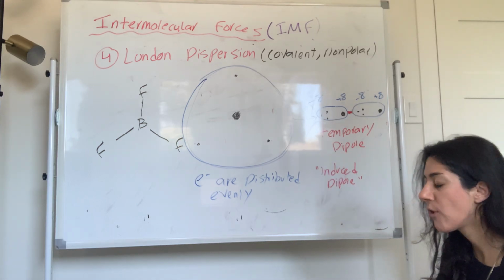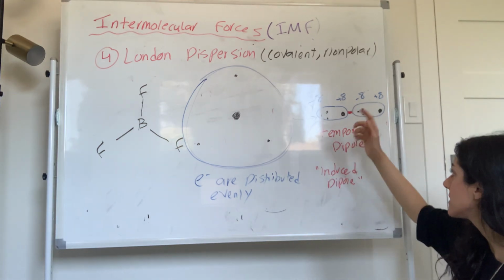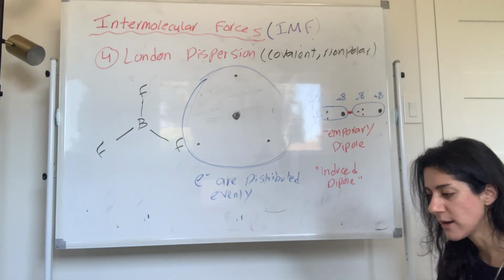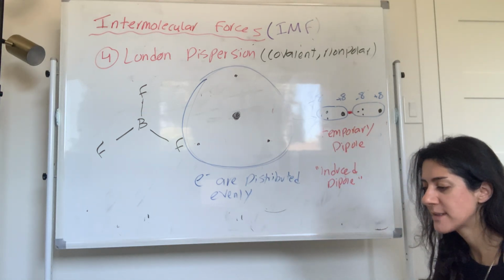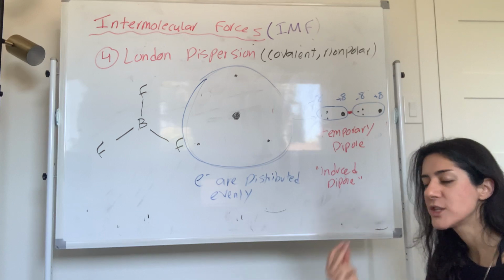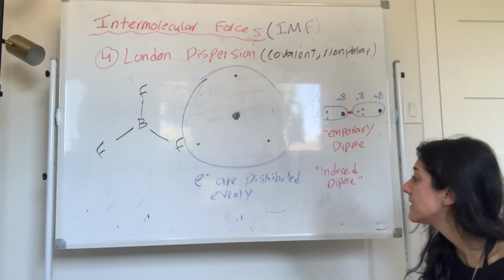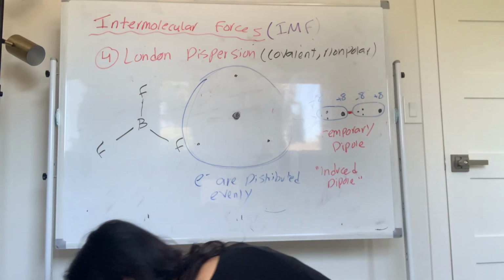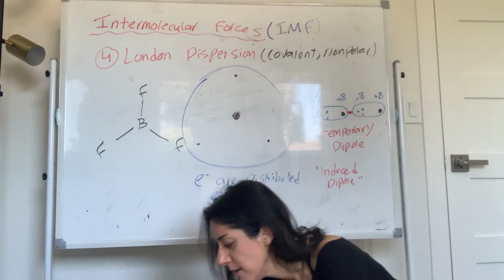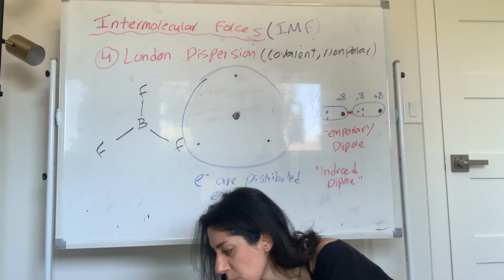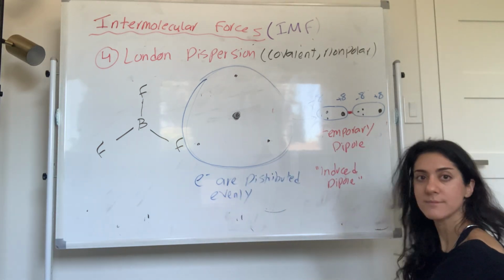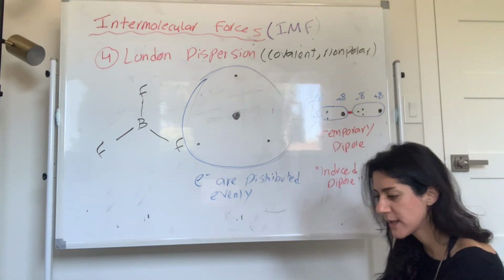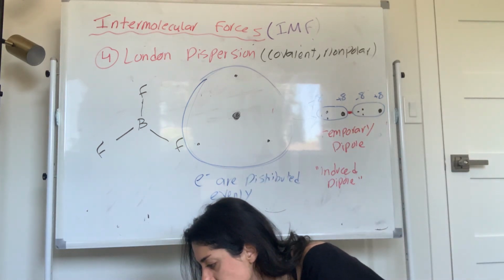Now, they could also find another one that has this temporary dipole, and then there's going to be an attraction there. Okay? Now again, like I said, this is temporary, by chance, once in a while. This is why this is the weakest intermolecular force. So far so good? And again, this is like a force between the partial negative and partial positive.